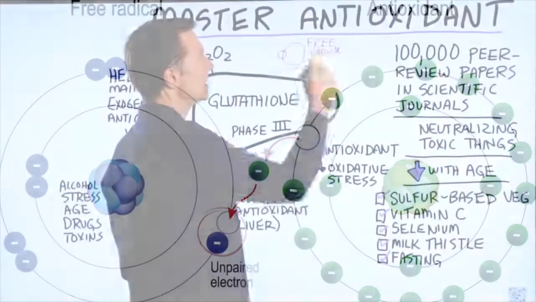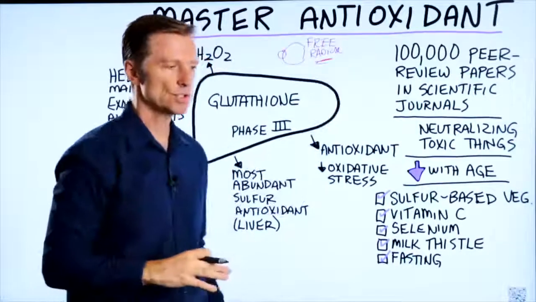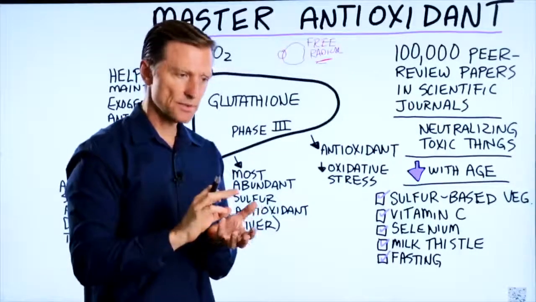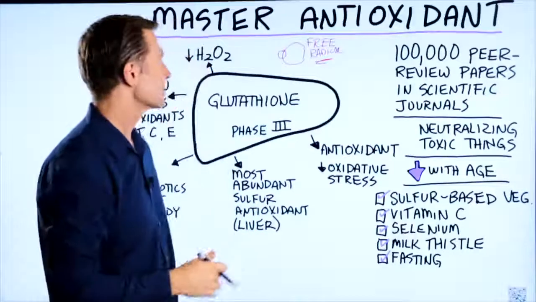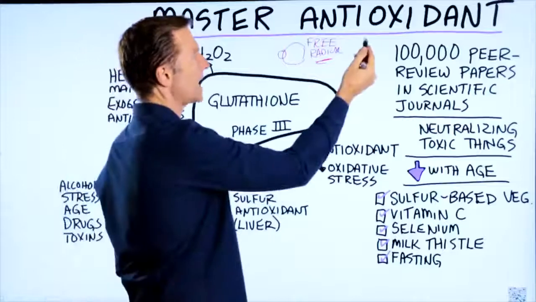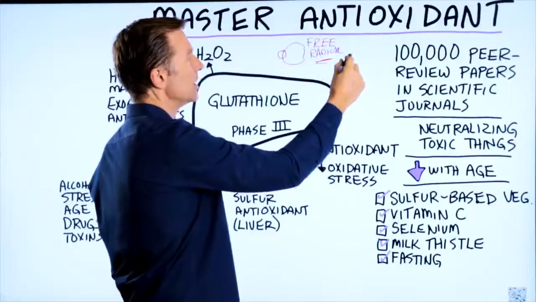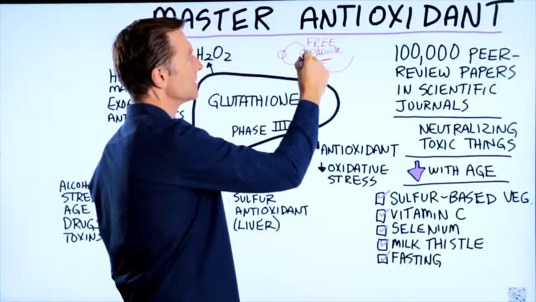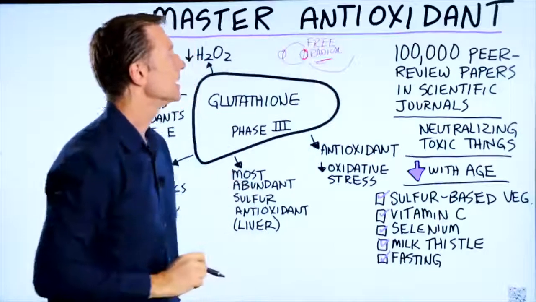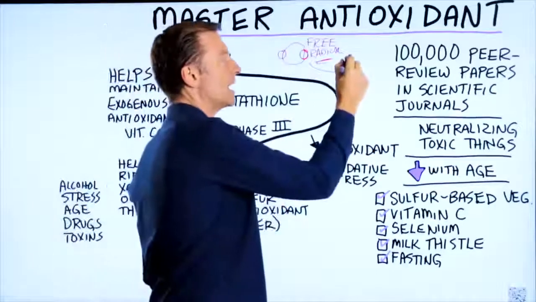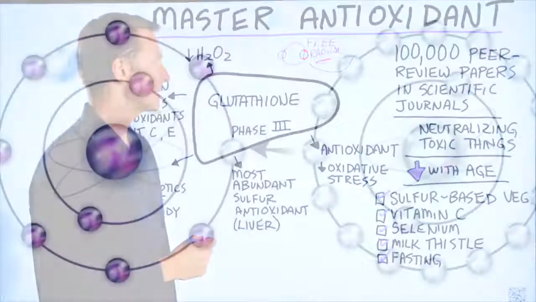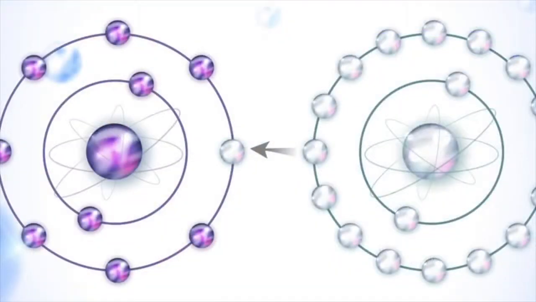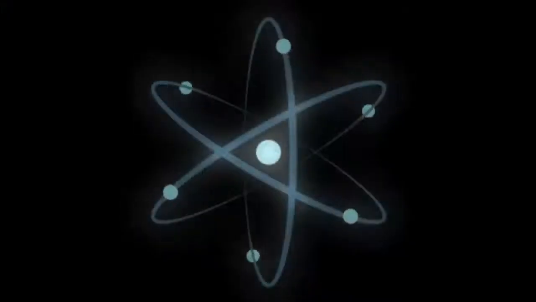It's not very balanced, and it can create a lot of destruction throughout the cells, the cell machinery, the DNA, etc. So an antioxidant comes along and donates an electron to balance it out and stabilize it. The problem is that antioxidant now loses its electron and it becomes unstable, so it has to get an electron from another antioxidant. So this is why you have antioxidants in networks.